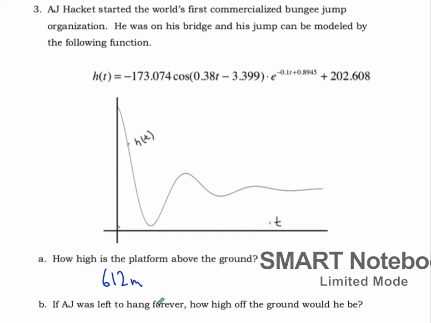If AJ is left to hang forever, how high will he be above the ground? Well, that would be what this function is approaching here, this horizontal asymptote, right? Whatever that value is. So as t goes off to infinity, then this value here approaches 0. So the asymptote is actually y equals 202.6. So this should be 202.6 meters.